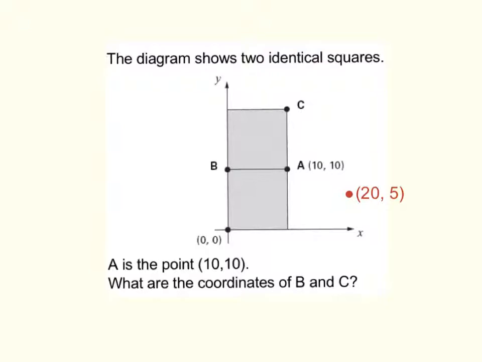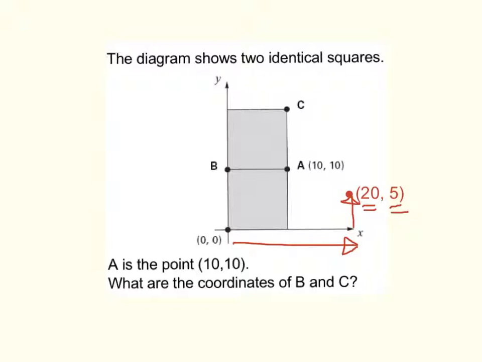Now, coordinates consist of two separate values. We've got the x-coordinate, how far along the value is. In this case, it's 20 along. And the y-coordinate saying how far up the axis it is, 5 up. So this point here is 20 along the first value, and it's 5 up the second value.